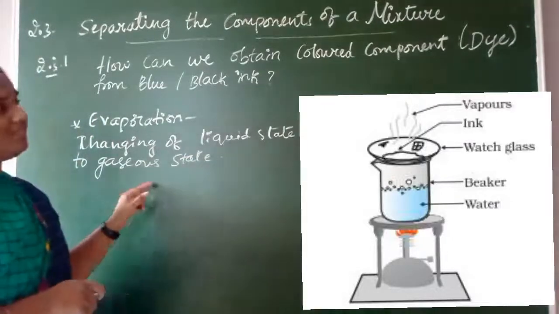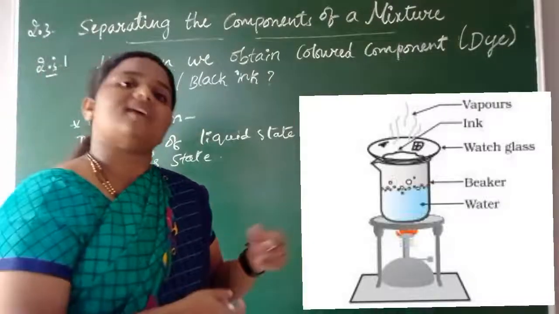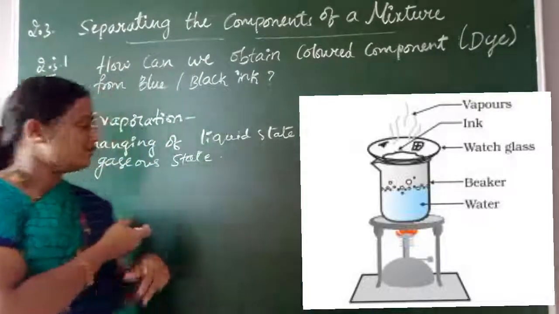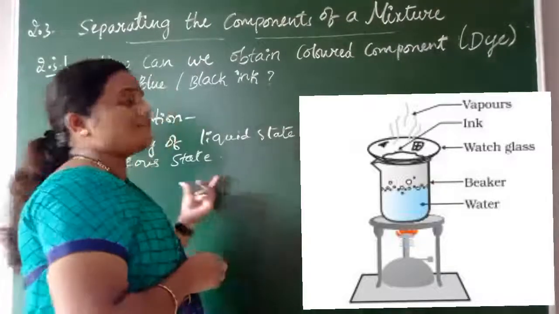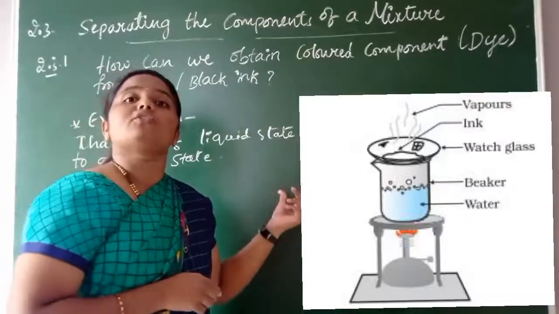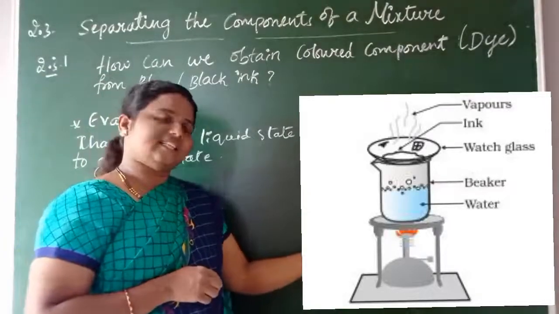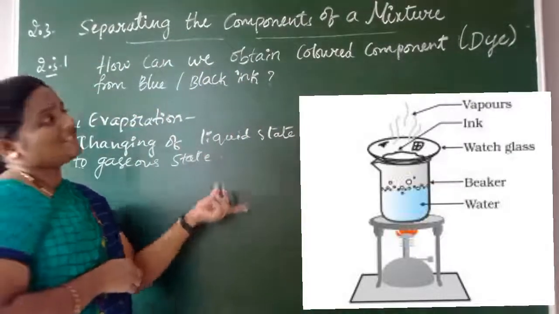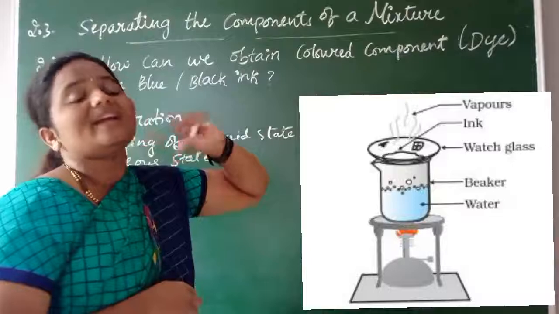And such a method we can apply for obtaining salt, children. From the seas we can get salt by using the evaporation method. And here the volatile substance is separated from the non-volatile substance. The volatile substance is nothing but the solvent, and the non-volatile substance, nothing but the solute, is going to be separated. The non-volatile solute, that is the colored component, is separated.